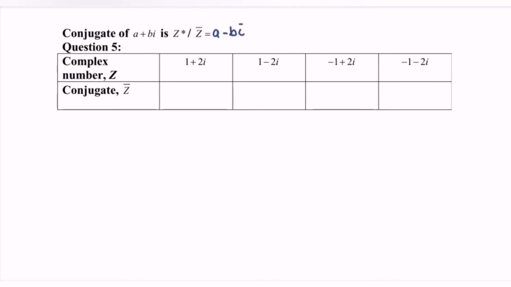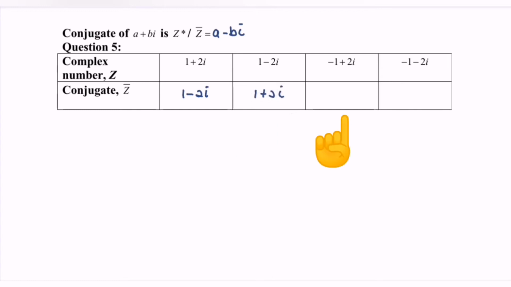Kindly refer to question 5. Given a table with some examples for the complex number, we begin with the first one, which is z equals 1 plus 2i. The conjugate for z equals 1 plus 2i would be z bar equals 1 minus 2i. Let's proceed with the second one, which is z equals 1 minus 2i, and the conjugate would be z bar equals 1 plus 2i.